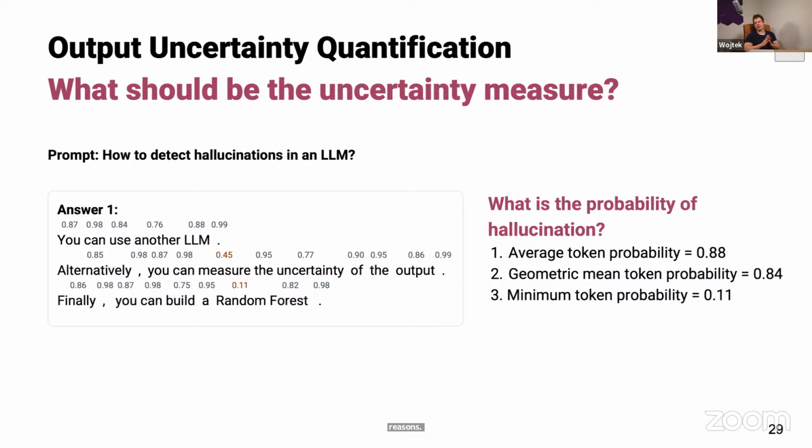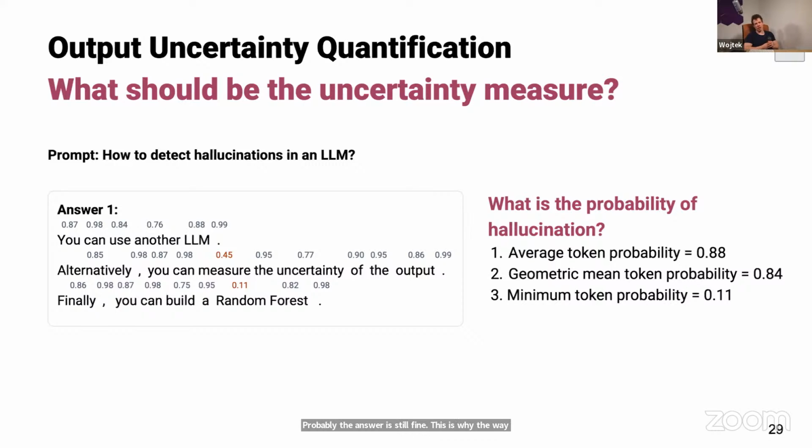First, we can just look at all the tokens and take the average token probability. From the meaning perspective, what we want is that on average, the LLM is quite confident in its answer. So even if it's not very confident in one of the tokens, probably the answer is still fine. This is one way of looking at it.